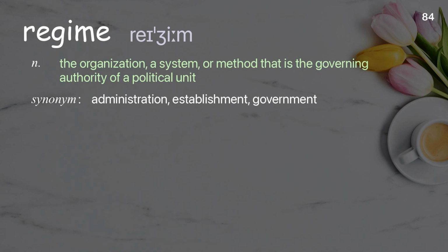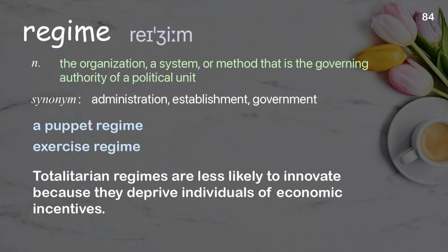Regime. The organization, system, or method that is the governing authority of a political unit. Examples: A puppet regime. Exercise regime. Totalitarian regimes are less likely to innovate because they deprive individuals of economic incentives.